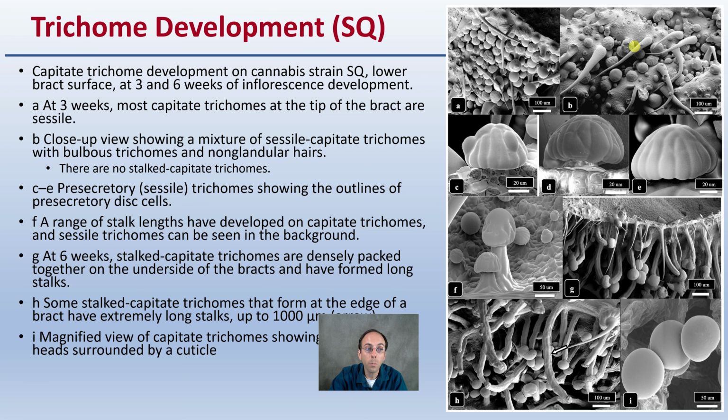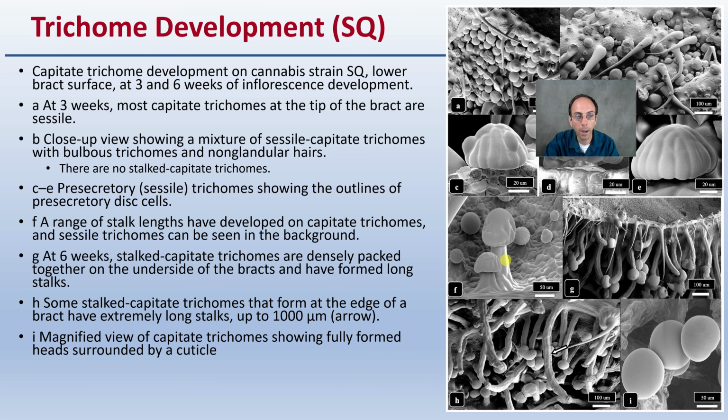Progressing to B, close-up view showing the mixture of the sessile and capitate trichomes with bulbous trichomes in non-glandular hairs. Those kind of points that we see here. There are no stalked-capitate trichomes in this image here. C through E, so this row right here, the pre-secretory or the sessile trichomes showing the outlines of pre-secretory disc cells. Kind of look like little mushrooms there, if you will.